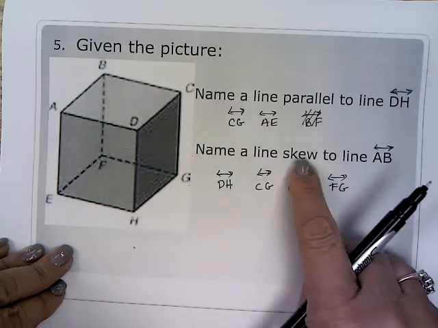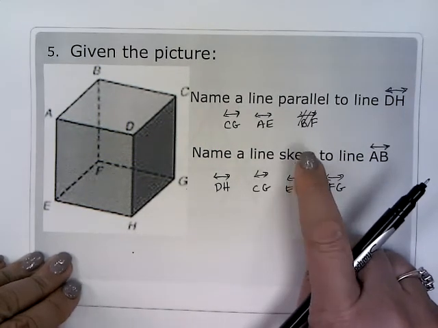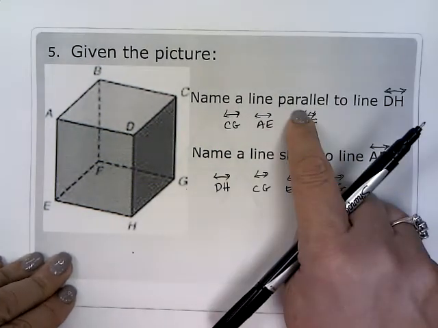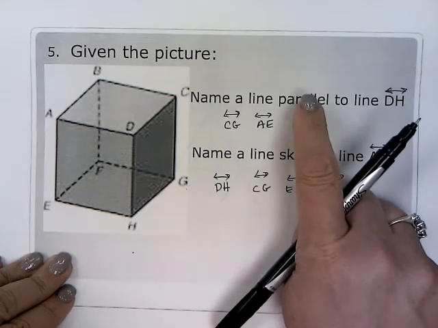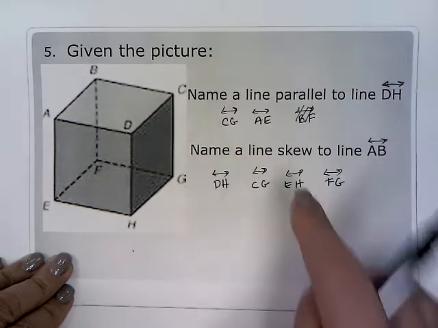Remember, skew is not coplanar, not crossing. Parallel is coplanar, not crossing. That's the difference between the two lines.